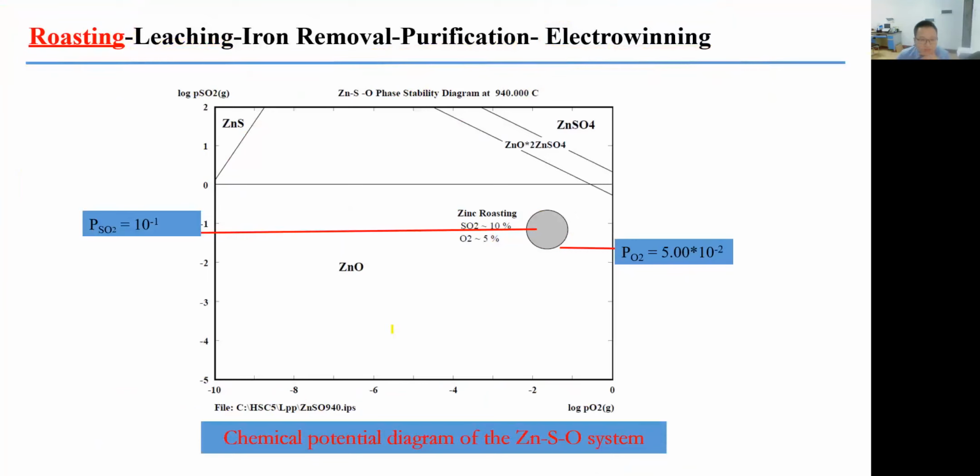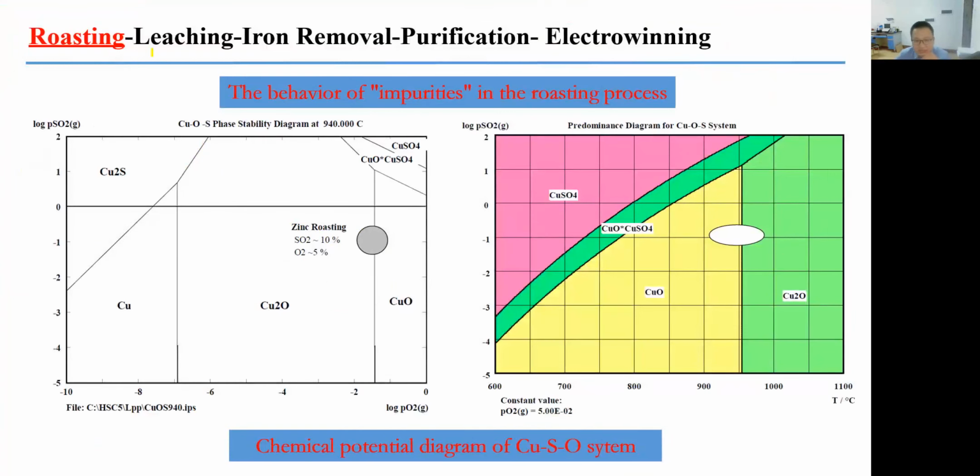And besides the zinc, sulfur, oxygen system, these are industrial practical parameters in the zinc sulfide concentrate roasting process. The sulfur dioxide concentration is around 10%, and the oxygen concentration in the gas phase is around 5%. So we are in this part. So the main product of zinc sulfide after the roasting process will be zinc oxide. So this is a terminal product for zinc sulfide in the roasting process. How about the others?